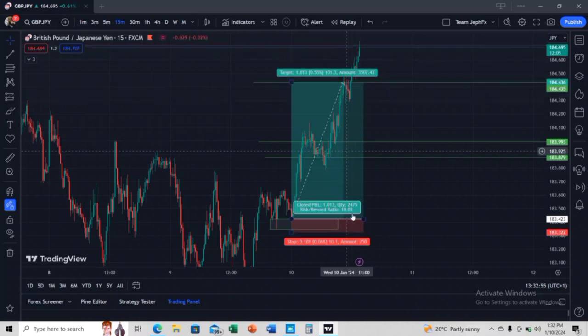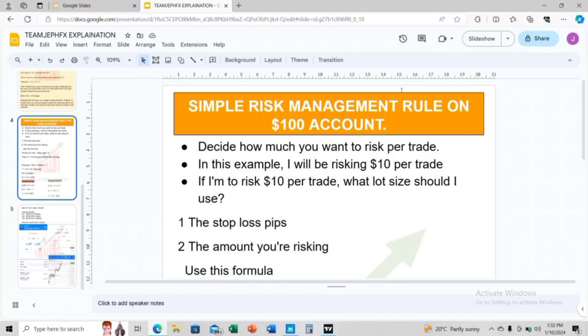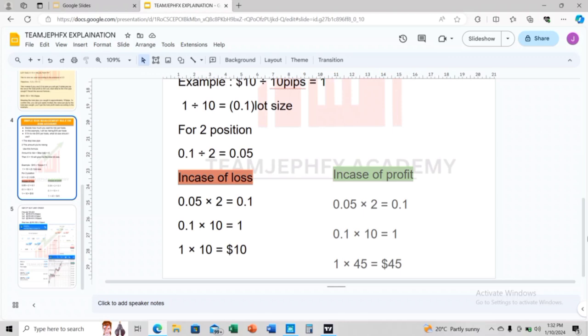And this TP3 is about, you see, 100 pips. So imagine you now calculate it: two positions, 100 pips. That means you are getting $200. That's very, very okay. So this is how you are going to guide your account from now on.